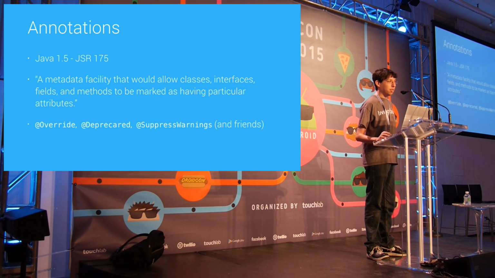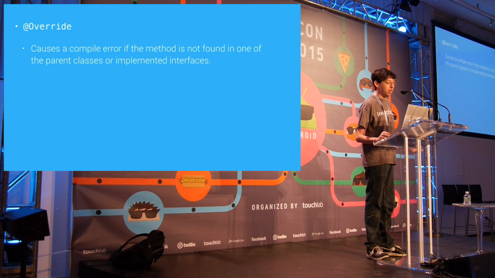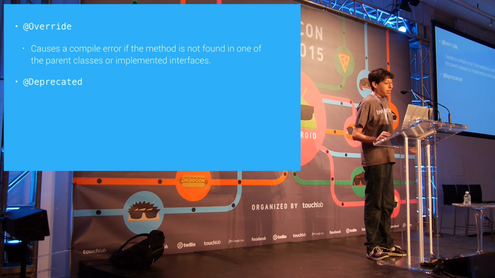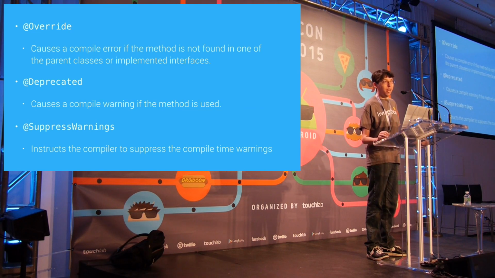Then there are some that came with 1.5: override, deprecated, suppress warnings. You've probably seen these before. If you haven't, they're just things that give the compiler some information. If you @override a method and it's not found in a parent or implemented interface, you get a compiler error. There's deprecated, which gives you a compiler warning if the method is used, so you know maybe you shouldn't use it anymore. And then there's suppress warnings, where you can tell the compiler, I know what I'm doing.